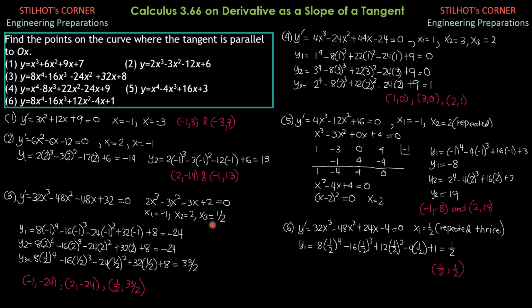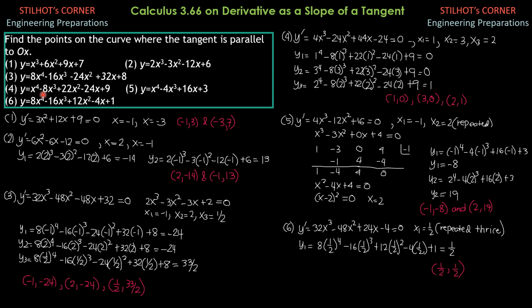Then third, x sub 3 is 1/2, so 8 times 1/2 to the fourth minus 16 times 1/2 cubed minus 24 times 1/2 squared plus 32 times 1/2 plus 8, it is equal to 33 over 2. So the last point where the tangent is parallel to OX is 1/2, 33 over 2. Let's proceed to number 4.